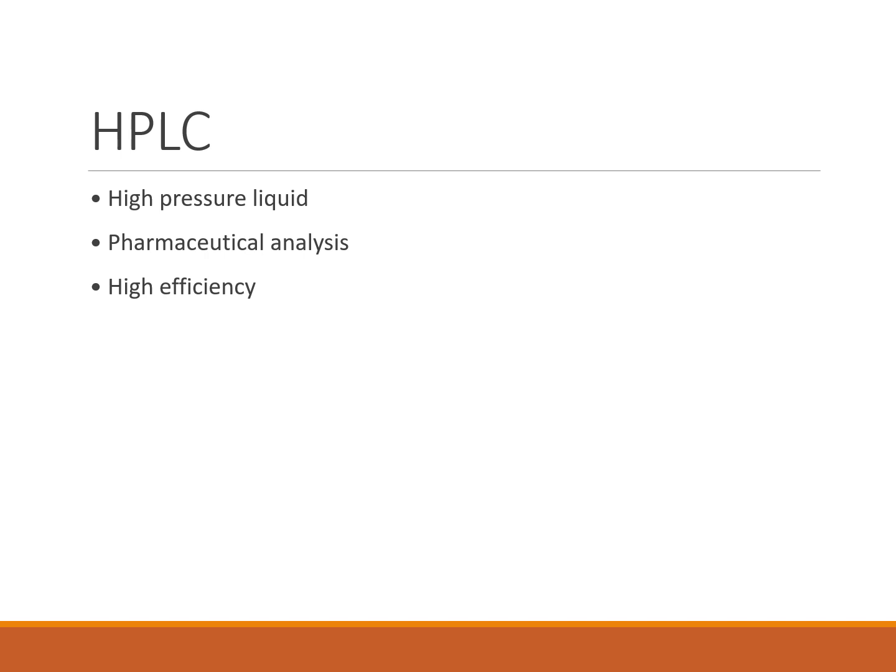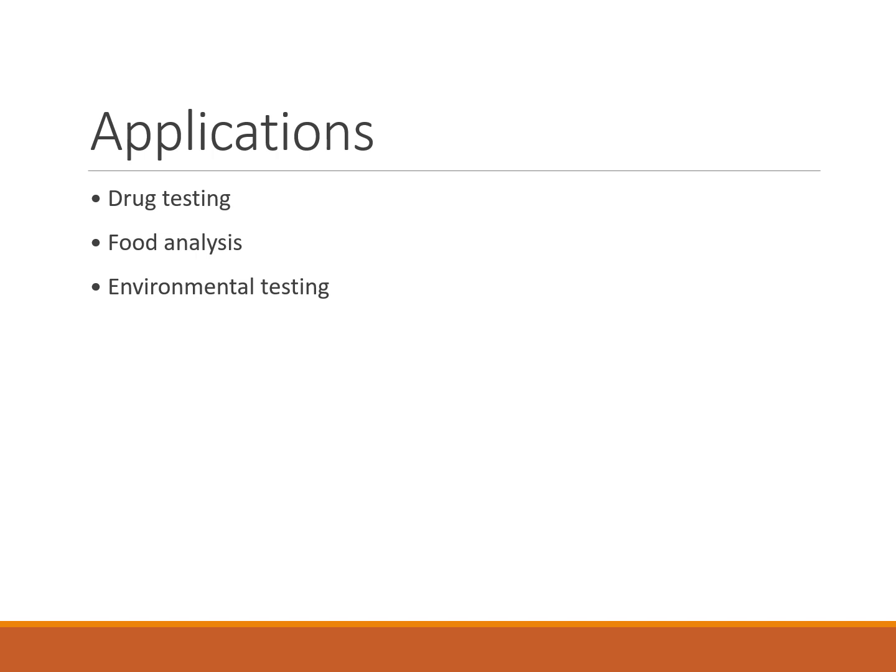Now we will discuss HPLC. HPLC is an advanced form of liquid chromatography. The mobile phase is pumped at high pressure through the column. HPLC is widely used in the pharmaceutical industry, clinical and environmental analysis. It also has very high efficiency.